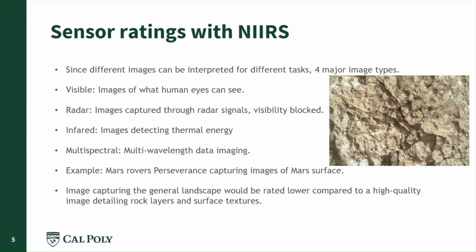An example is from the Mars rover Perseverance, capturing images of the Mars surface. An image capturing the general landscape would be rated lower compared to a high quality image detailing rock layers and surface texture. Here we have an image that would be graded higher since we can see a lot of details of the surface.